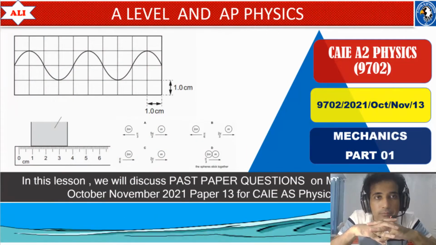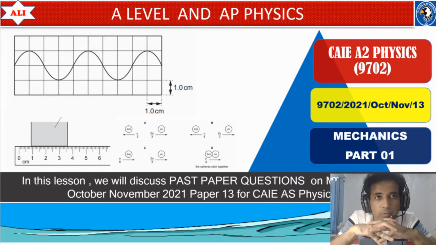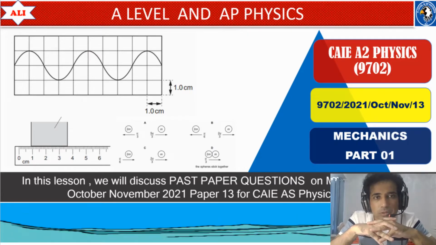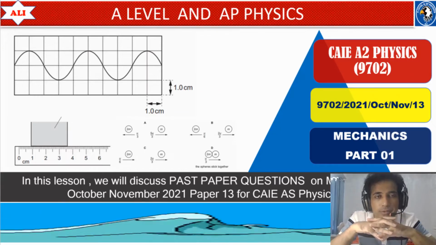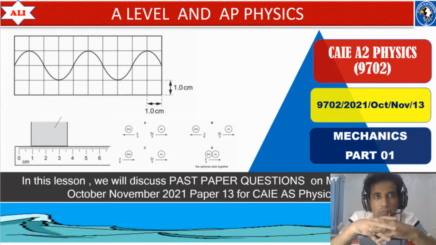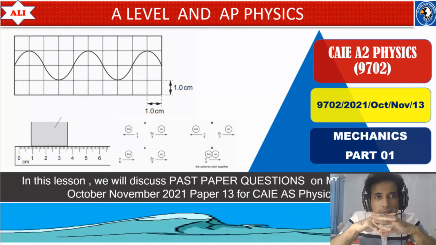In today's lesson, we will discuss past paper questions on mechanics from October-November 2021, paper 1. In this class, we will talk about measurements, kinematics, forces, and momentum. These four topics are very important for paper 1 because in paper 1, you will see about 10 to 15 questions from these topics. So in today's class, we will try to improve our understanding of these topics so you can get better grades in your exam.